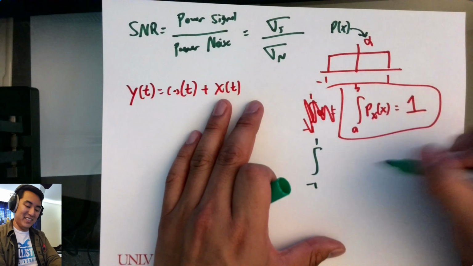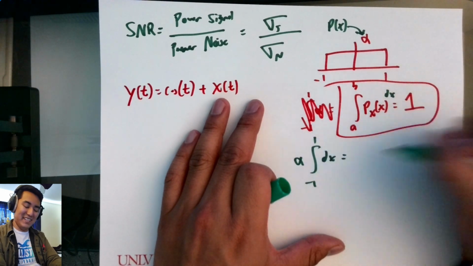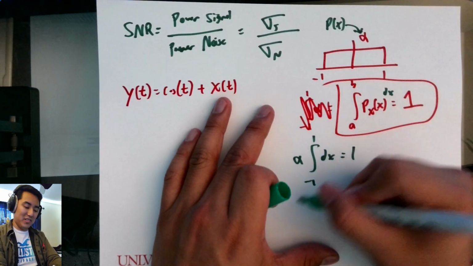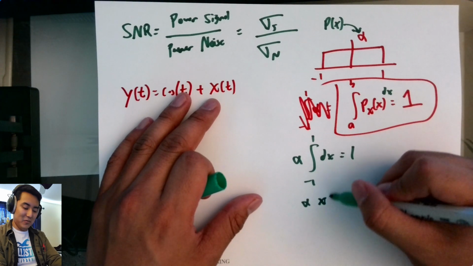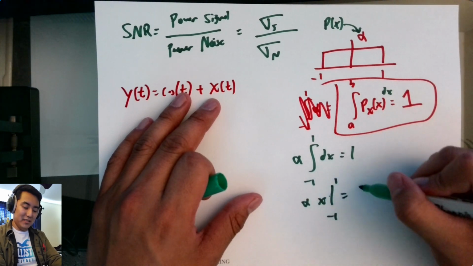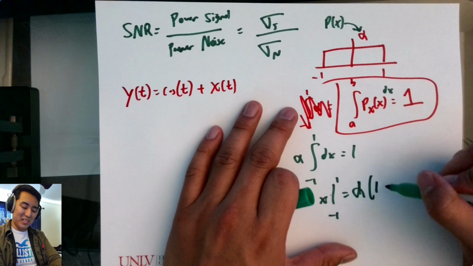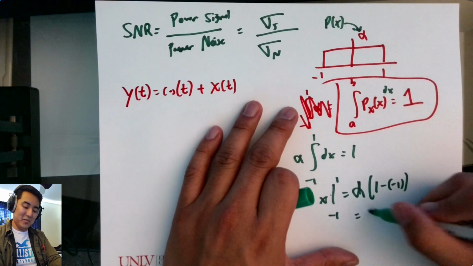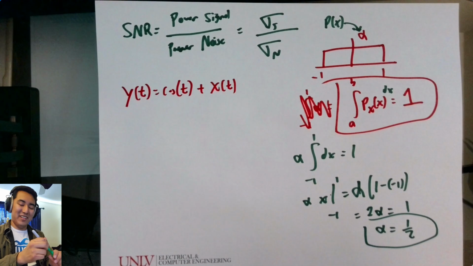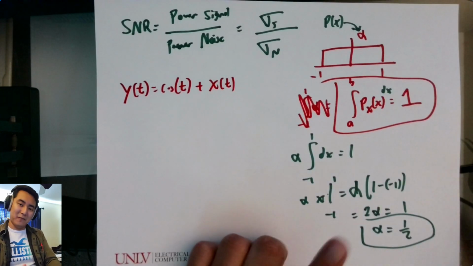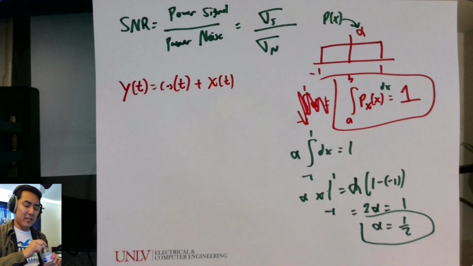Therefore, the integral from -1 to 1 of alpha dx is equal to 1, which is also equal to alpha x from -1 to 1, which is alpha times 1 minus -1, which is equal to 2 alpha, which is equal to 1. Alpha is equal to 1/2. There you go. You can either do it this way, which is the formal way, or you can do base times height, get your square. So two ways of doing it.